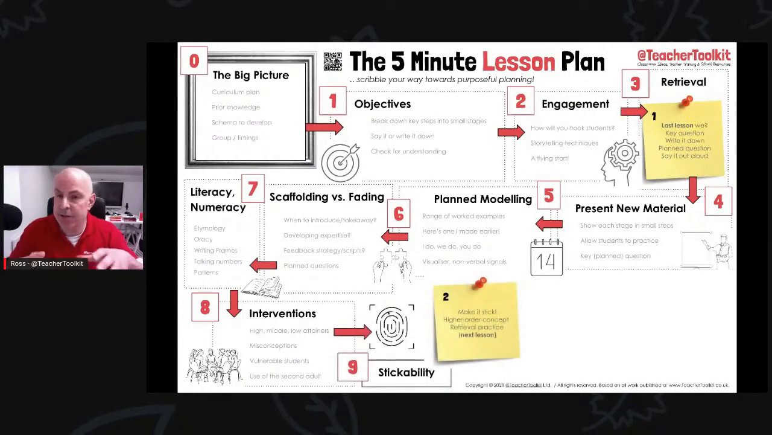Stage 9, back to this retrieval. I called it stickability on the 5-minute lesson plan. Make content stick. What is the key thing we want to learn? How are we going to test this? When are we going to recap on the next lesson, developing higher order thinking?